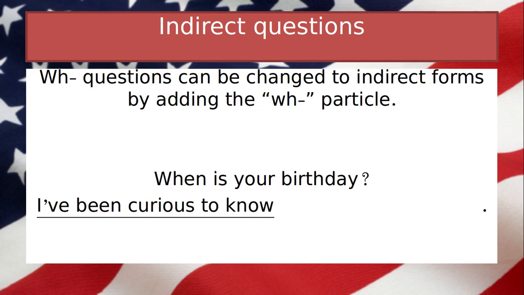Now, when we have WH or how questions, we have to change them by using the word that made it an open question, like when is your birthday? When I ask when is your birthday, when is the word that forces me to use a date. I can't say yes or no. So I have to use when in my indirect question as well. I've been curious to know when your birthday is.